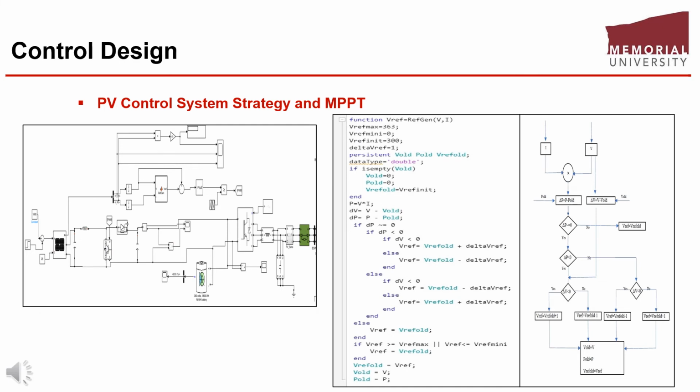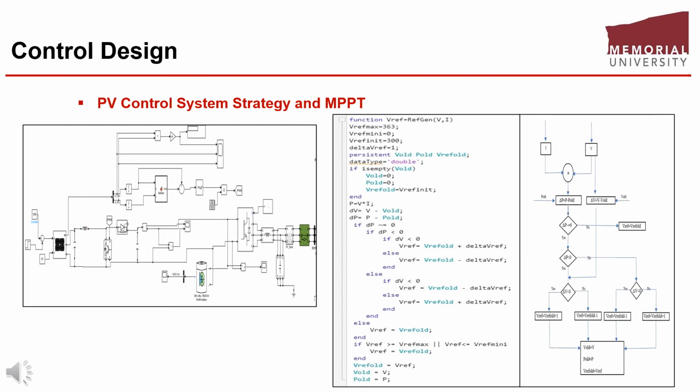And here we have a PV control system which has been designed to keep the power point at the maximum level. To achieve this goal, we used a MATLAB function which has been coded, and the strategy of this code is shown here in the flowchart.